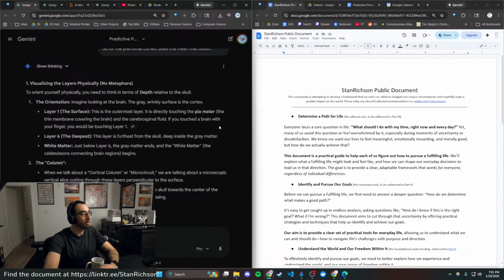Layer 6 is the deepest. This layer is furthest from the skull, deep inside the gray matter. White matter: just below layer 6, the gray matter ends, and the white matter, the cables, axons connecting brain regions, begins.